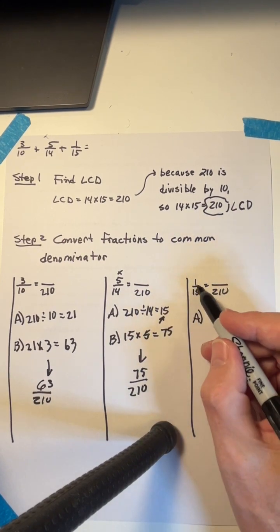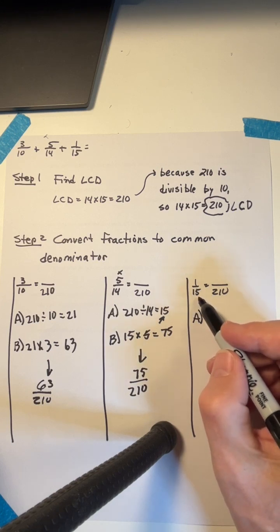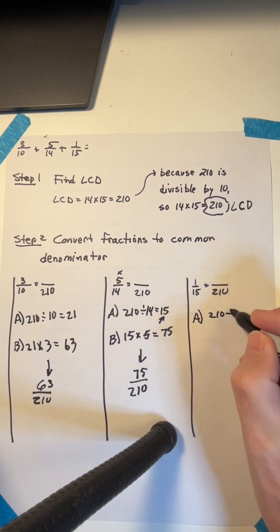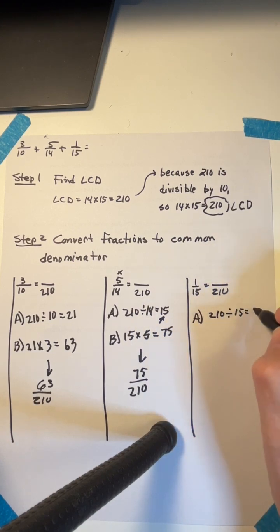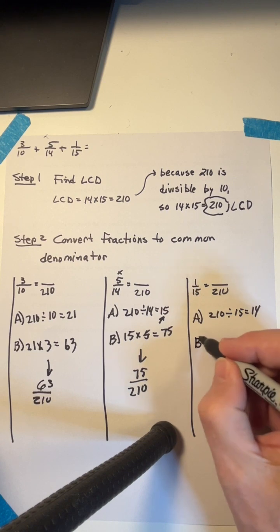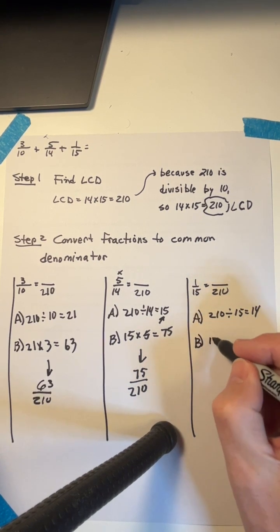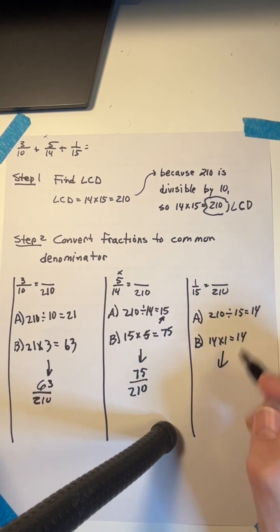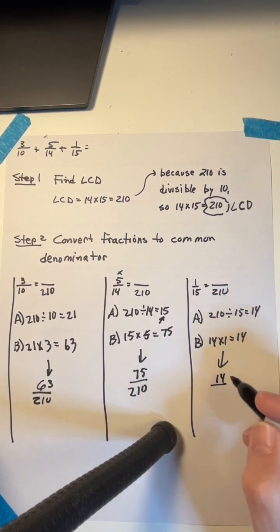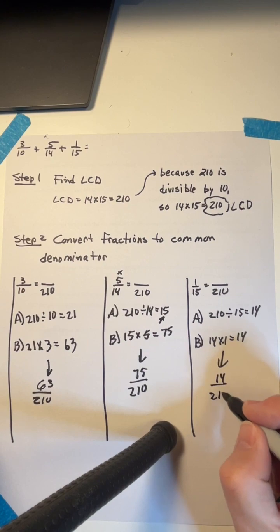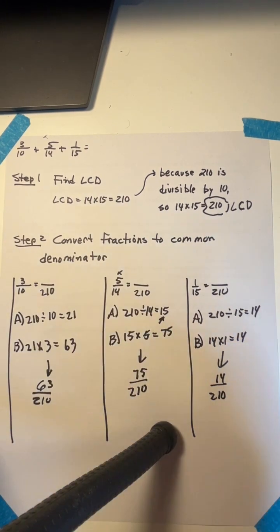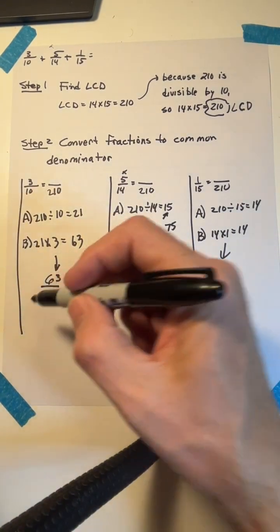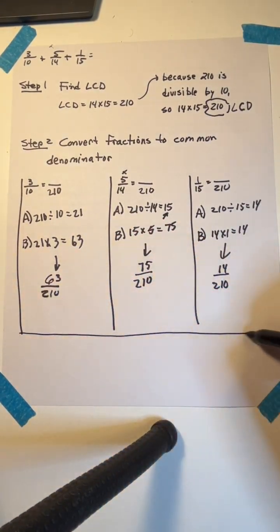So then we'll convert 1/15 to a fraction with 210 on the bottom, and our step, just follow along. And then our step B is the 14 times 1 equals 14. And for the equivalent fraction, we get 14 over 210. Let me move my camera down a little bit. And I made my box too big, but I put a box around it.